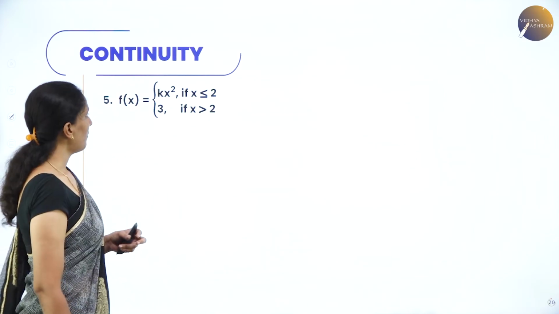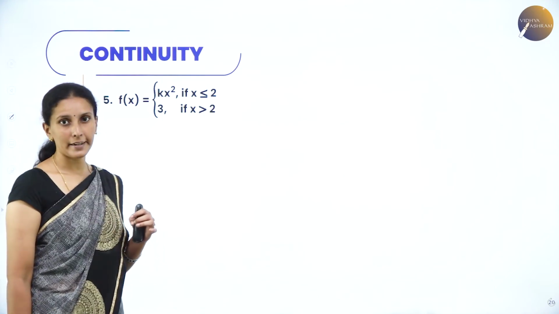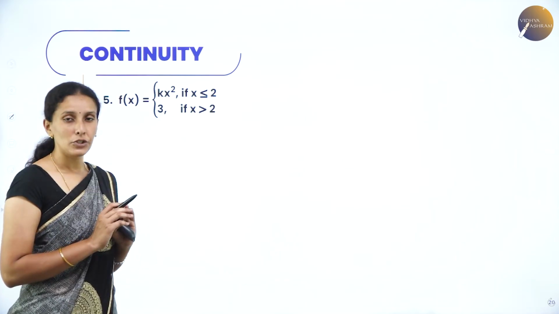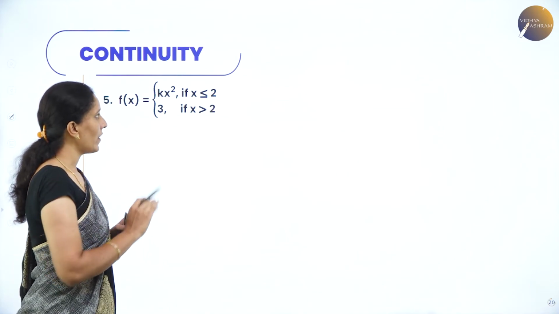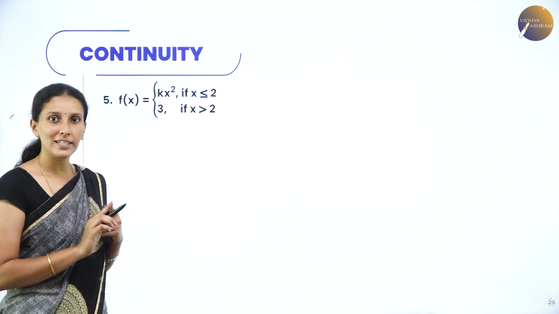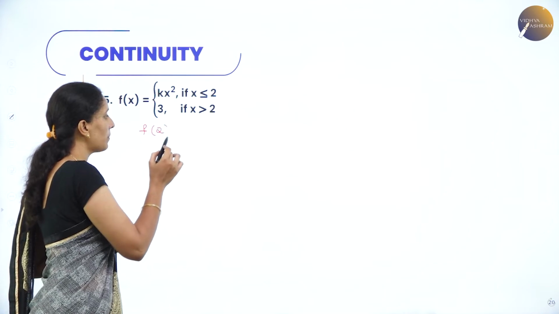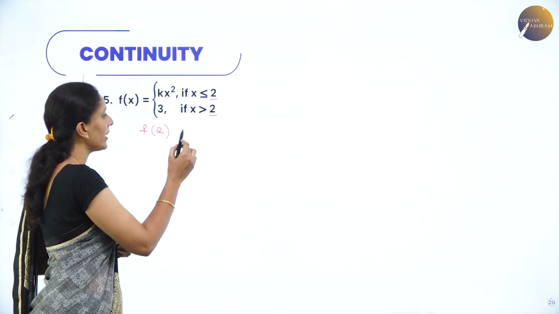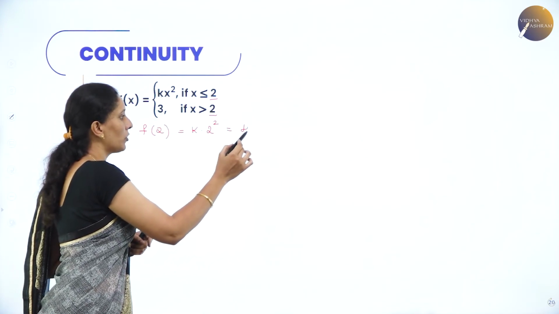Next question. f of x is equal to kx square if x is less than or equal to 2, 3 if x is greater than 2. The same thing, we have to find the value of k at the point 2 whenever the function is continuous. Now let's see, since we have less than and greater than, we have to calculate both left hand limit as well as right hand limit separately. Let's see what is f of 2, because the point is defined at x is equal to 2. So f of 2 is k into 2 square, which is equal to 4k.